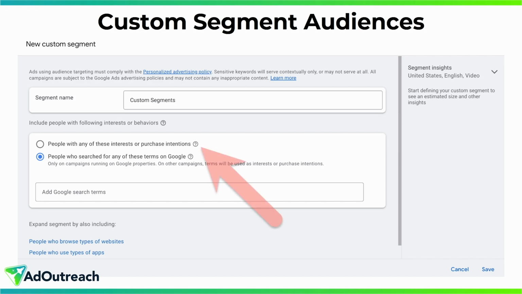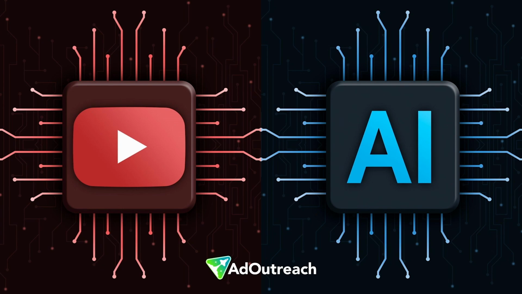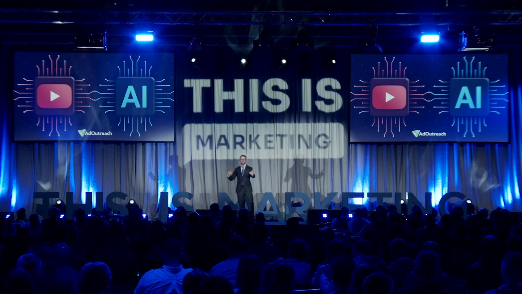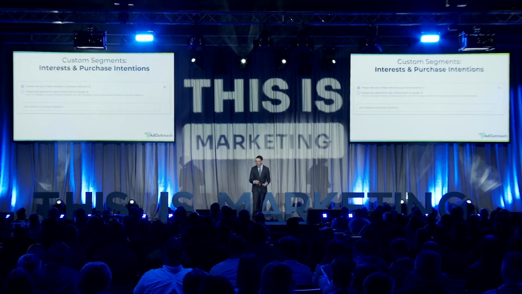So there's two different types. If you notice up here, there's people that have an in-market or purchase intent. So these are people that are in the market for something. This is built around the data Google knows about that person. But there's also another type of targeting as well, where there are people that have searched specific terms on Google or YouTube. So you can actually target people who have made a recent search on either Google or YouTube with your ads. And so what I want to do is show you how you can really tap into this, because this is the combination of YouTube and artificial intelligence, and it's very powerful.